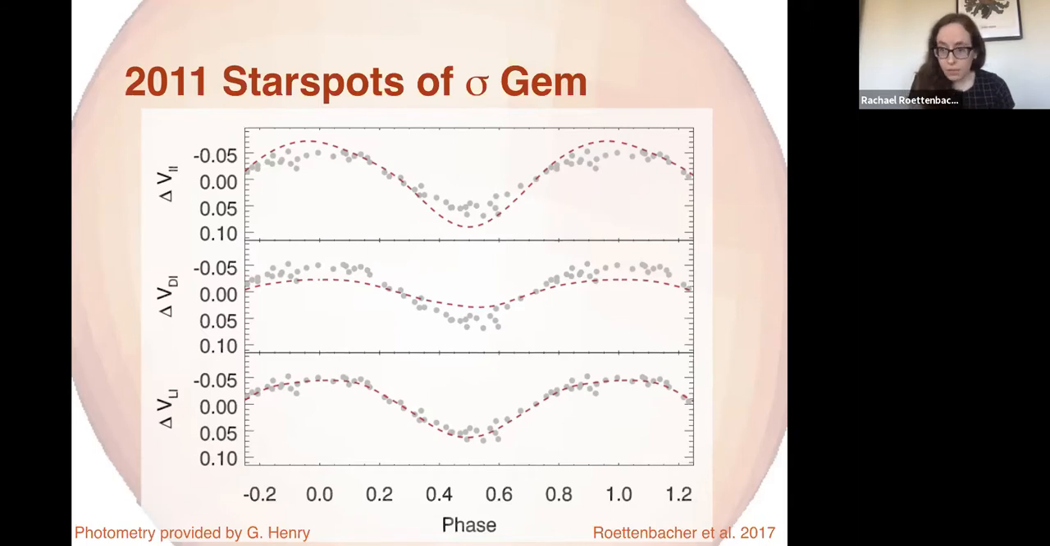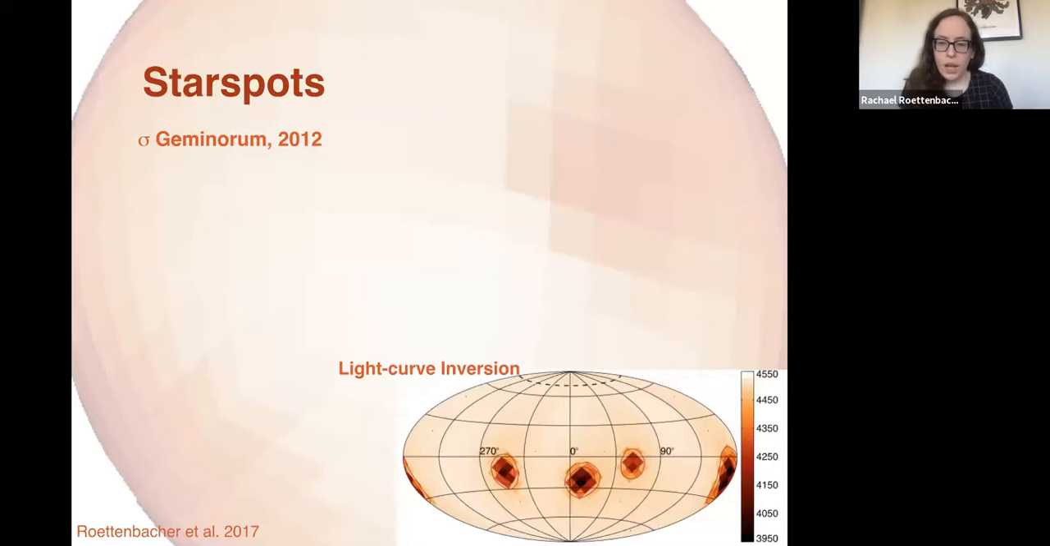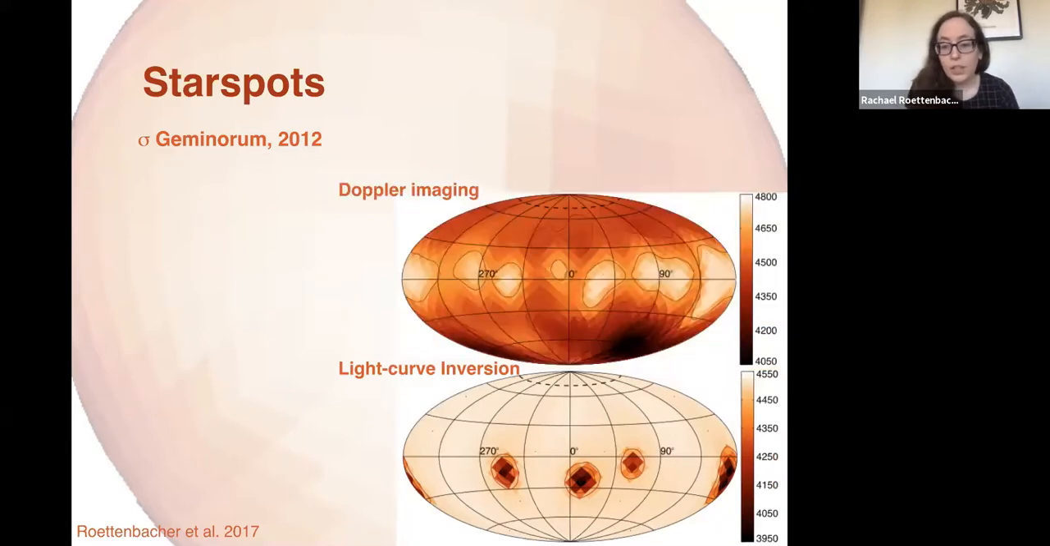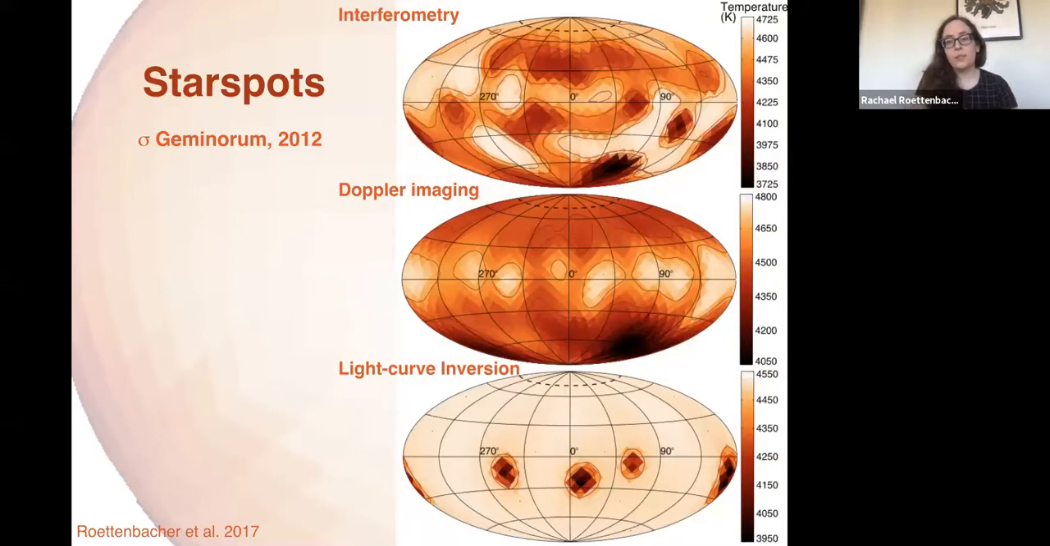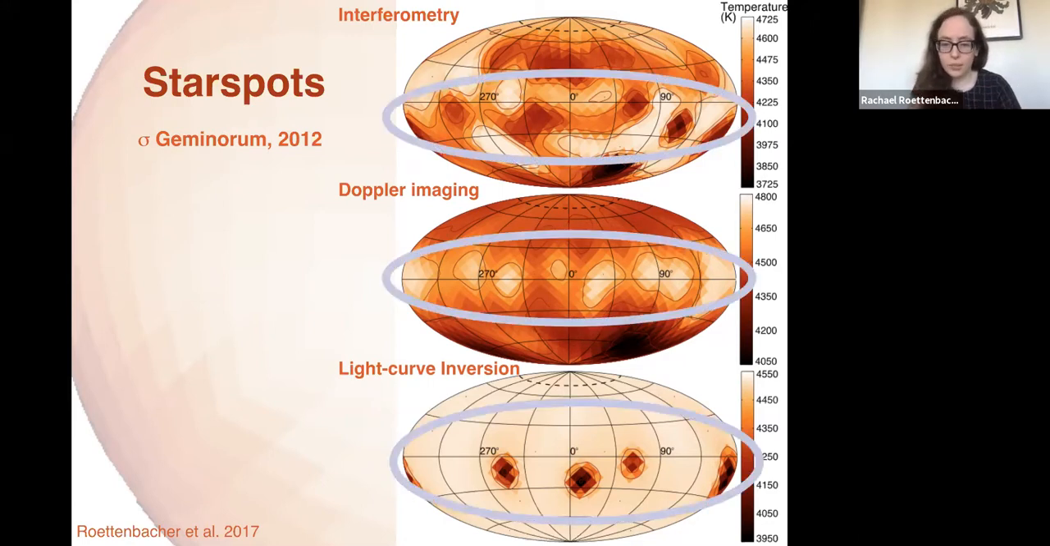But because we didn't have very good phase coverage in the interferometry, we went after this again in 2012. And we were able to, again, look at these images and see the differences between them. And so the fun thing about 2012 is that it was now a much more spotted surface. It was a lot more complicated. And you can see that there are these bright and dark regions around the equator, limited, at least in the light curve inversion, by the fact that you can only resolve so much with the technique.